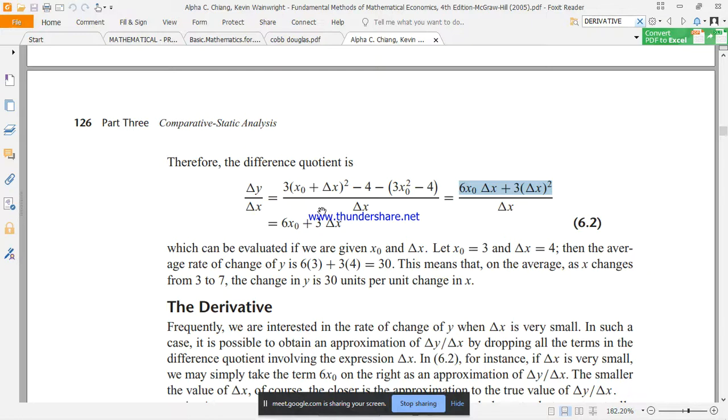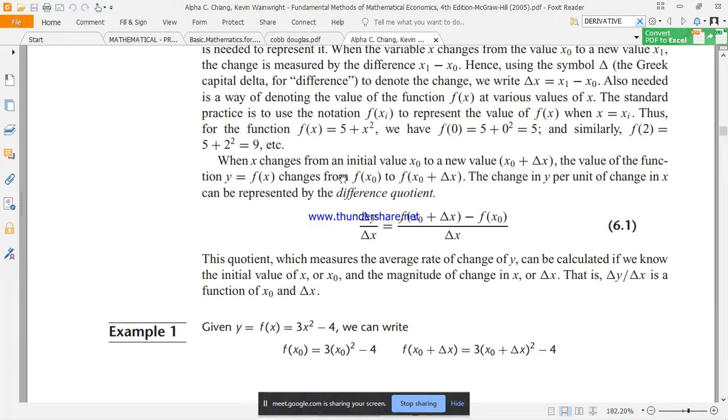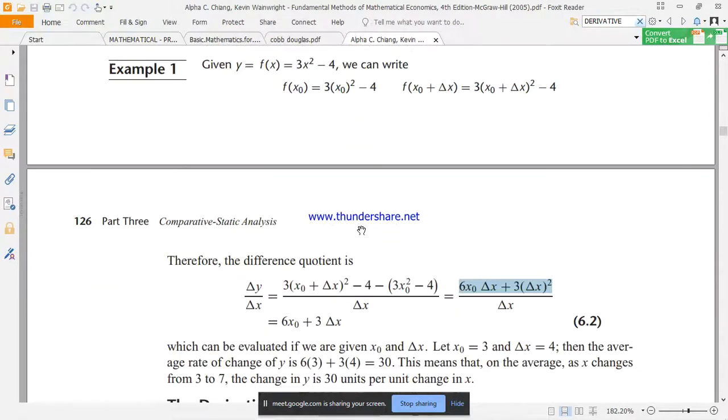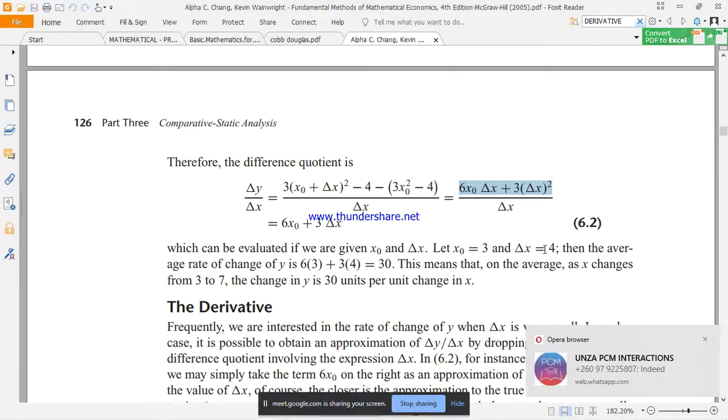We're assuming that this change in x is very small. So we are saying that this function can be evaluated if we are given x naught and the change in x. Let's assume that x naught is 3. Then the change in x will be 4.